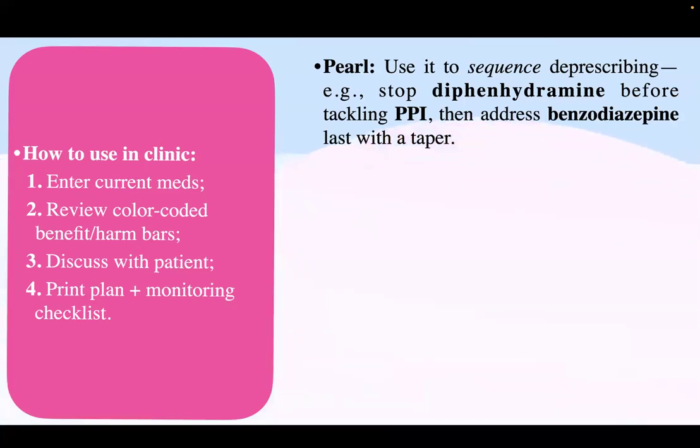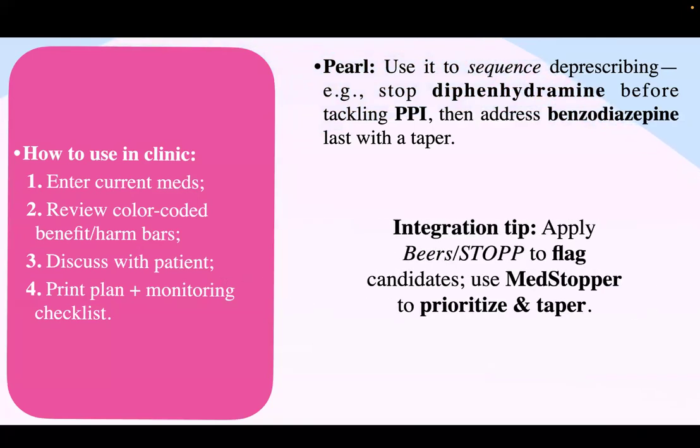Okay. And if you can imagine, this sentence has three criteria: Beers, Stop/Start, and Med Stopper as well. So this is how it is. What is the integration tip here? How to integrate these three rules? Apply Beers or STOPP to flag the candidate, that is, in which candidate we need to do deprescribing, right? The major point I already addressed while explaining the learning objectives, guys, right? The fifth point from the very first framework we understood, that is a plan, and I already explained to you that this line is very broad, right?